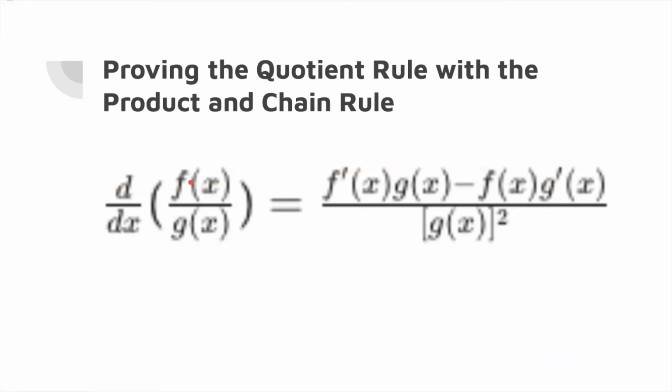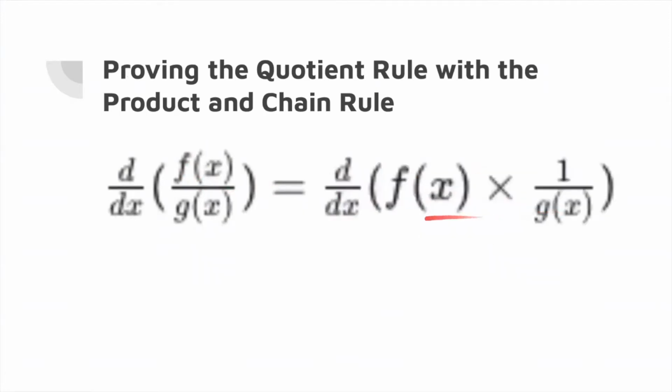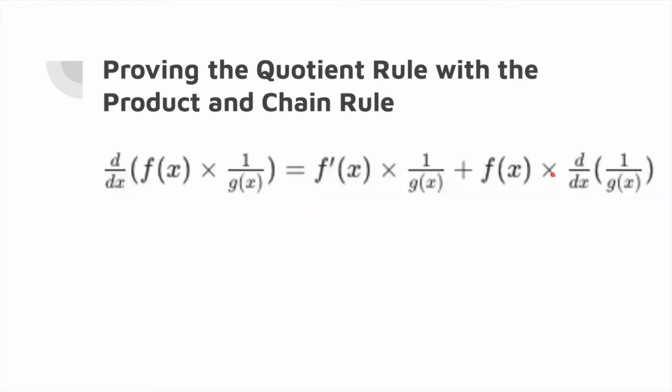So we have the derivative of f of x over g of x is equal to this. All right, and to prove that, you can think of f of x over g of x as f of x times 1 over g of x. And then now you use the product rule. So the product rule states that first we have the derivative of this function times this function. All right, so that's right over here. And then plus this function times the derivative of this function.